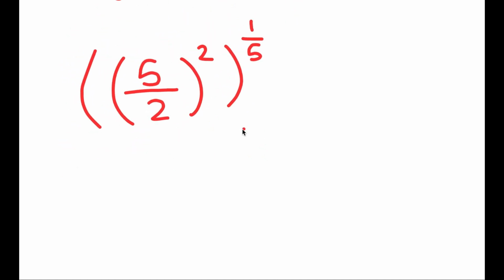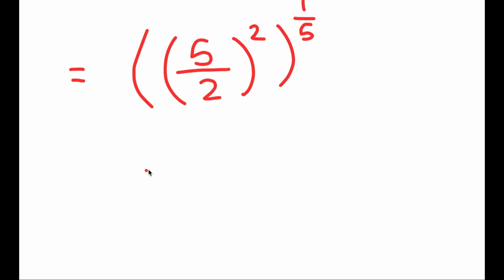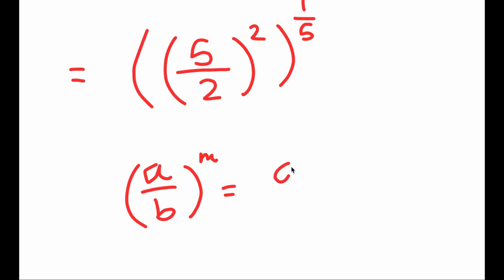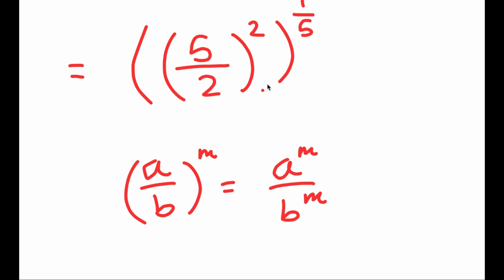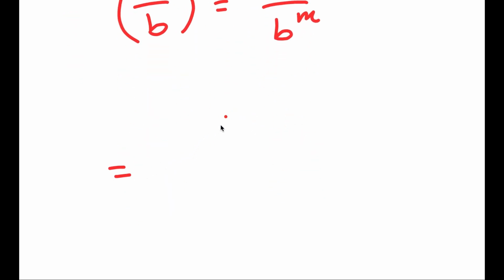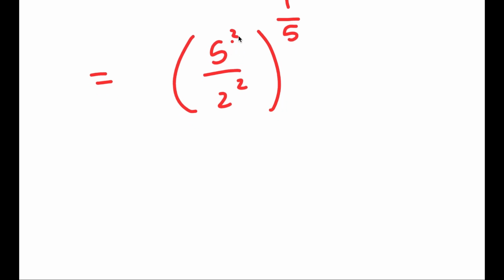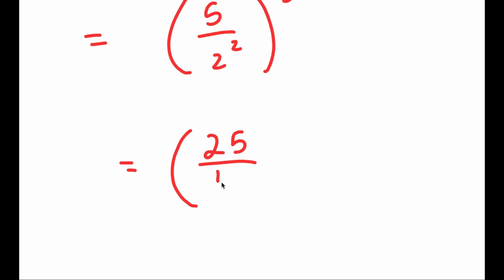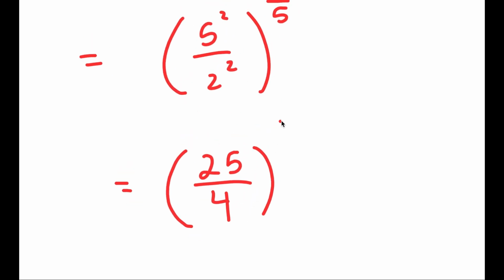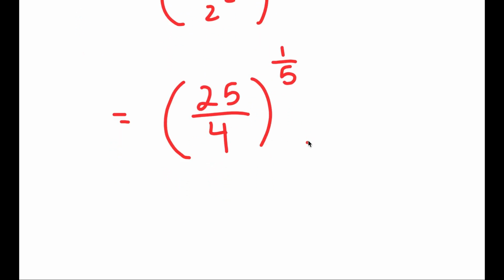Now, if I have something in the form (a/b) to the power of m, this is the same thing as a to the power of m over b to the power of m. So (5/2) to the power of 2 turns into 5 squared over 2 squared, to the power of 1/5. So now we can just simplify this a little bit. 5 squared is 25, and 2 squared is 4. So I have (25/4) to the power of 1/5.